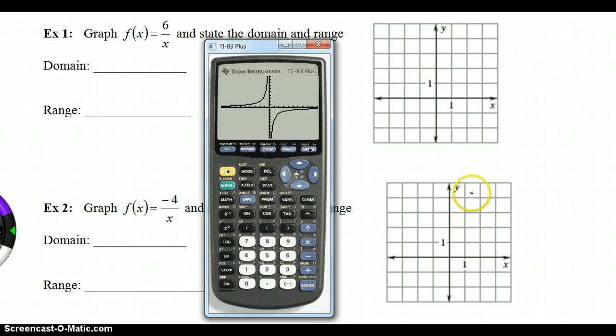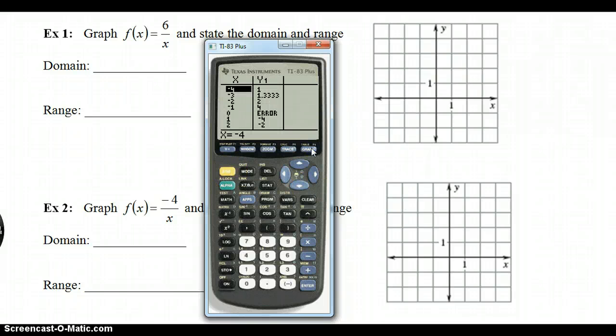Instead of being in these two quadrants, now you can see that your branches are in what we call the second quadrant and the fourth quadrant. How do you get those exact points? Again, hit second graph. You see some points. 0 is an error, so that's your asymptote. You have negative 1, 4. That's how you'll get your shape there.